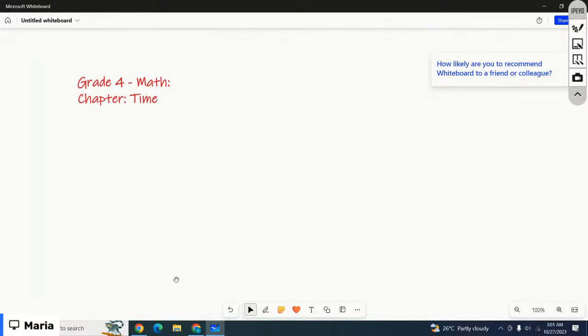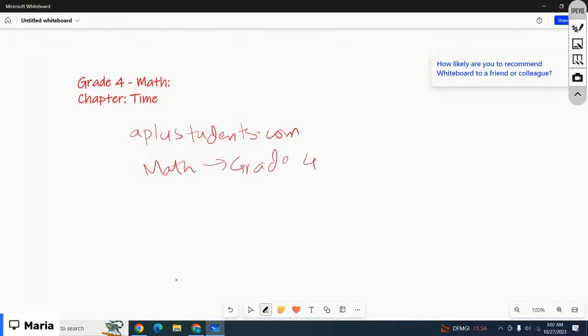We are here for grade 4 math. You can find all the lessons on aplusstudents.com. You have to log in there using your email address and the password provided by the administrator. Then select math from the subject tab, scroll down to grade 4, and click on view all lessons.